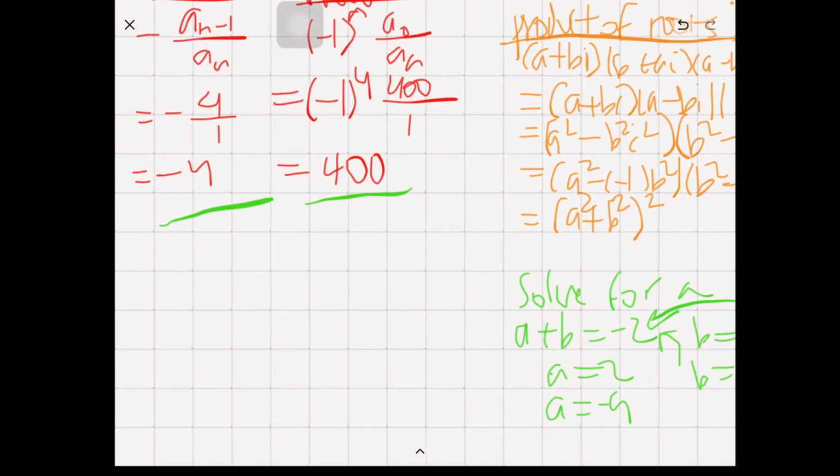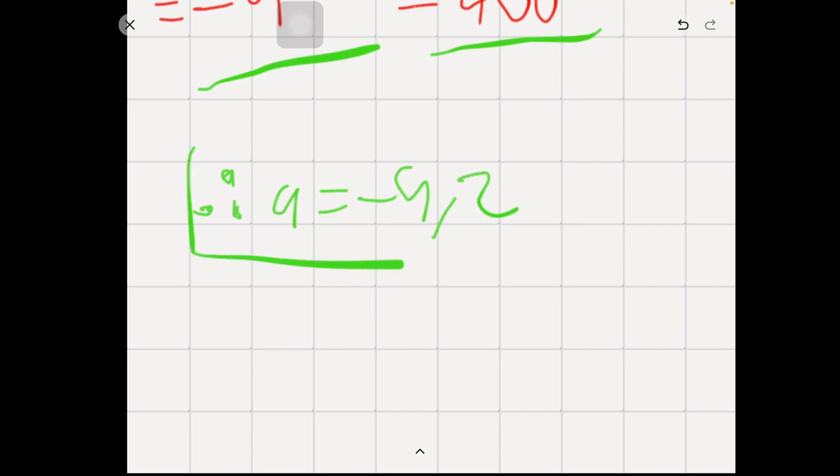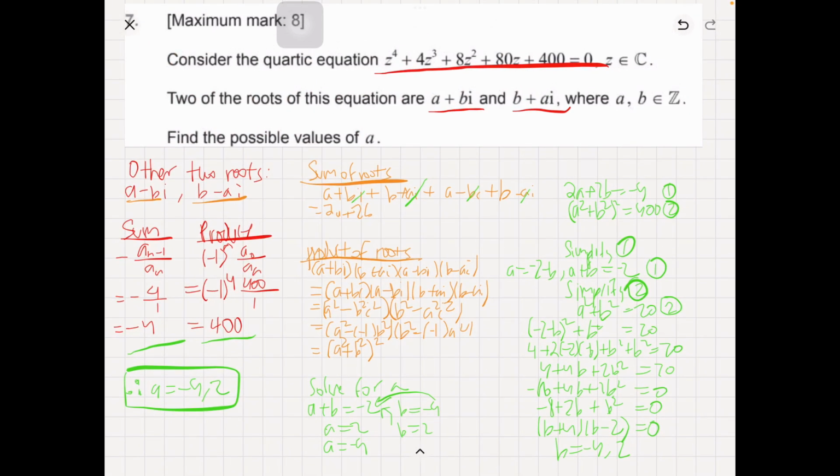And I guess to make it more official, let's write a therefore statement. And there you have it. Question 7 of the 2021 TZ1 IB exam done.